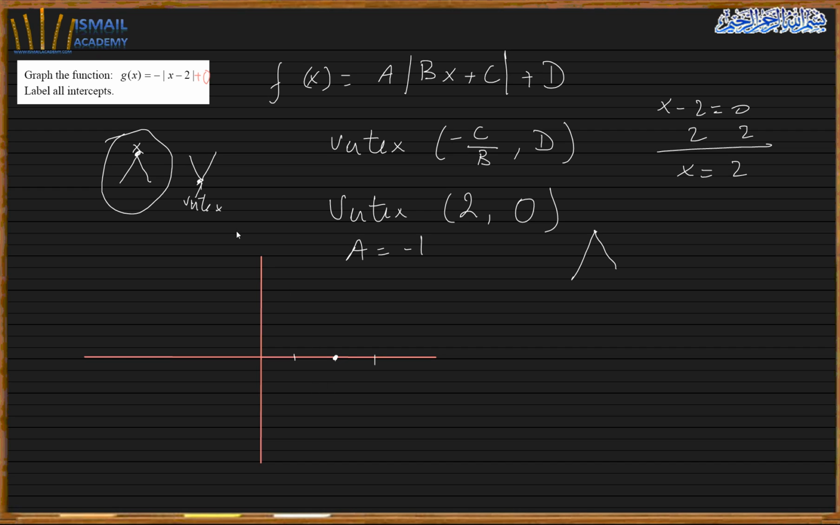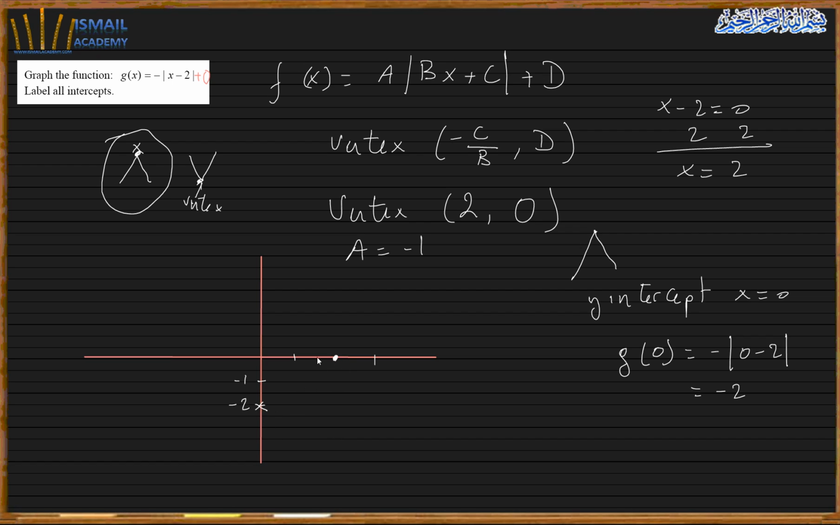Now when x equals 0, to find out the y-intercept, what I do, I make x equals 0. So my g of 0 will be minus 0 minus 2, which is just minus 2. So it's going to be here. This is 1, minus 1. This is minus 2. So this is my y-intercept, and this is my vertex.